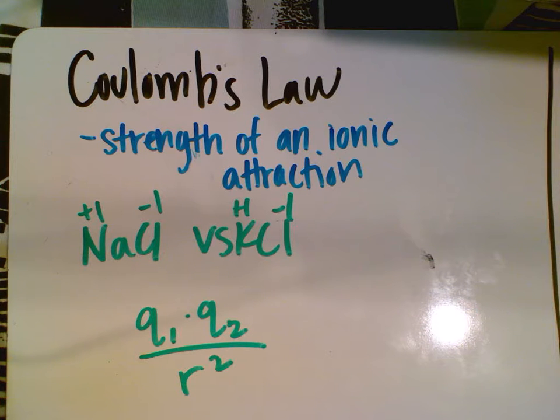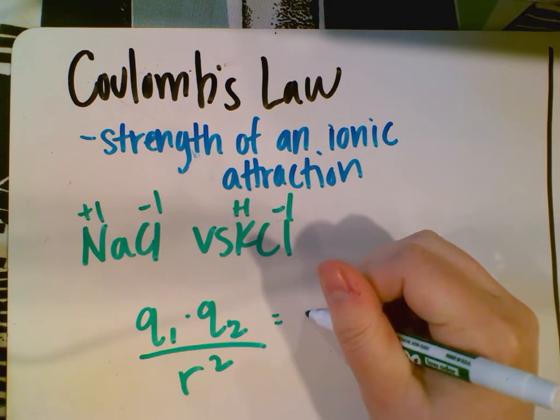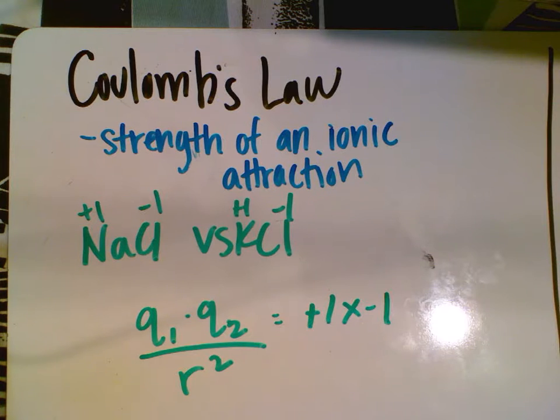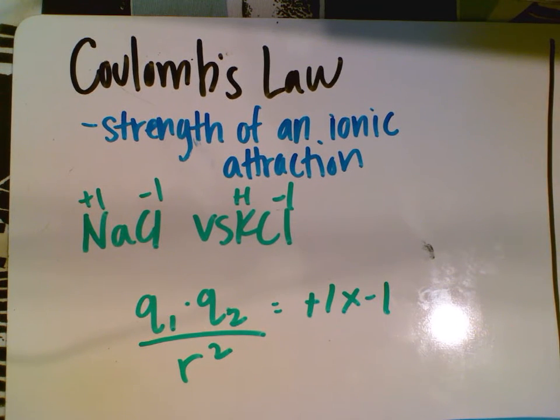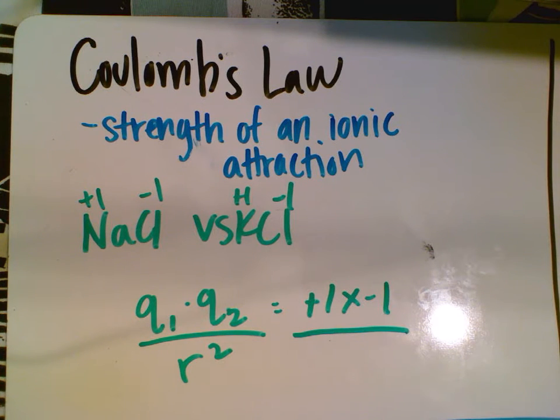And so when we do the Q1 times Q2 for both of these, it is always going to be a +1 times a -1. So that part is not relevant for our argument. However, in our argument, the size is different. So this is where we have to pay attention.